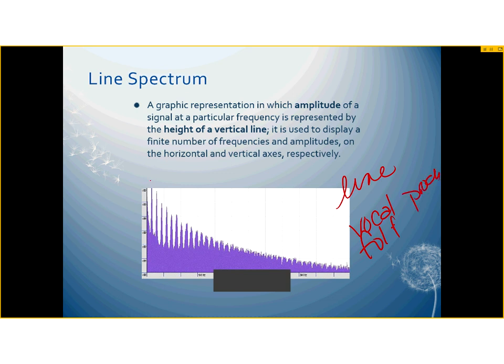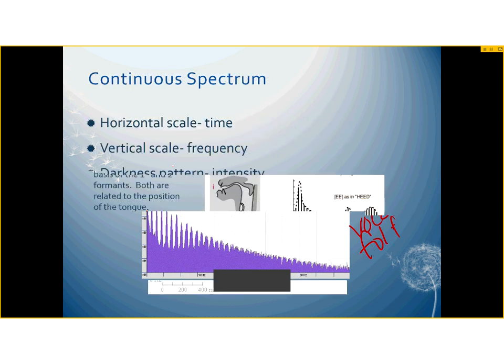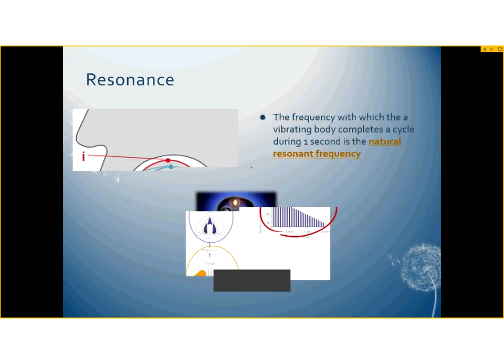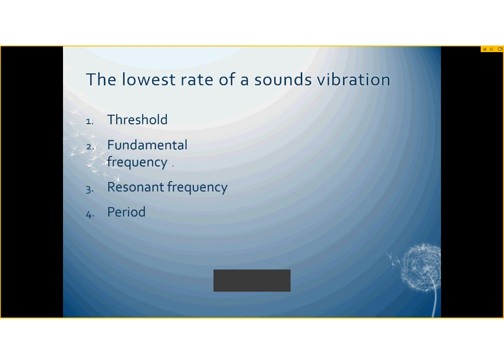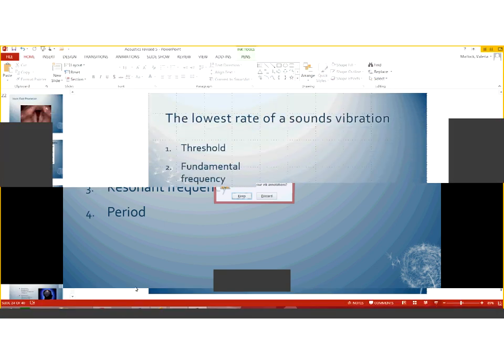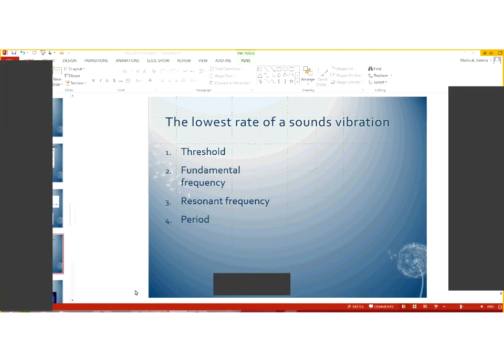And so this would be the fundamental frequency, this one. Well, that's kind of hard to see. Let's just call this the first one. And these are the harmonics. Let me go back up. Okay, so the lowest rate of a sound's vibration is what? Great, the fundamental frequency. Okay, guys.